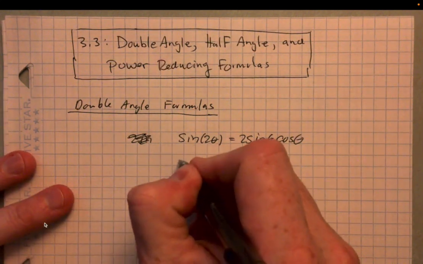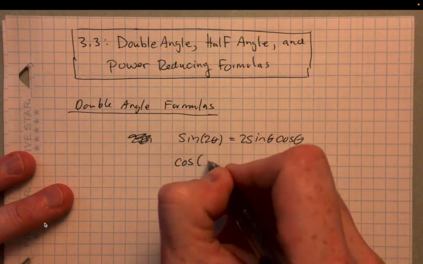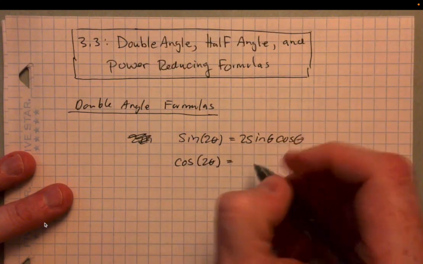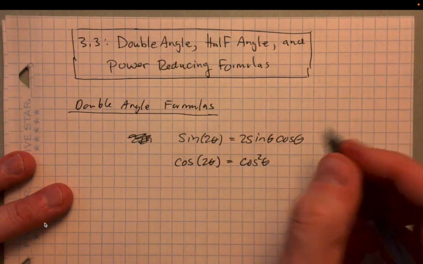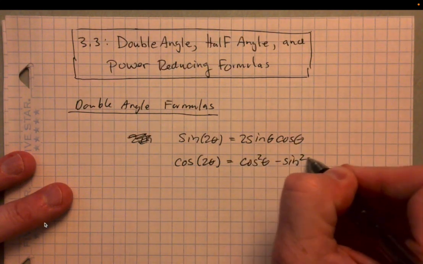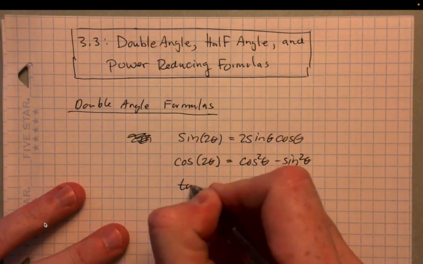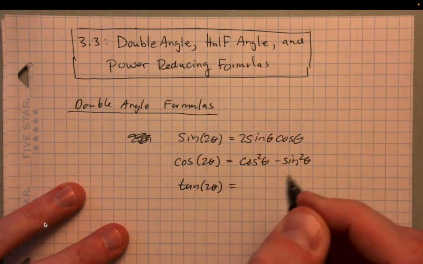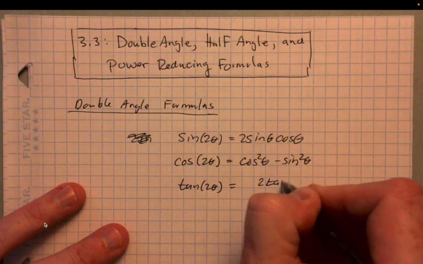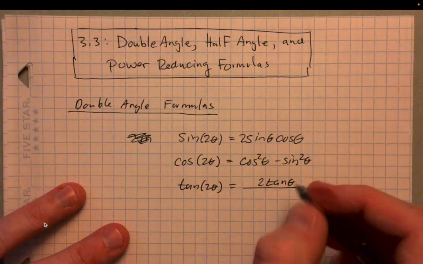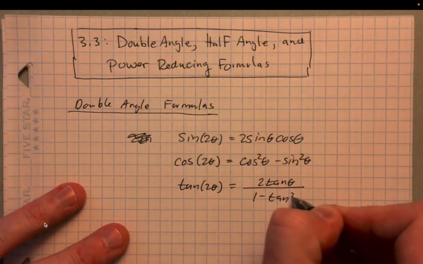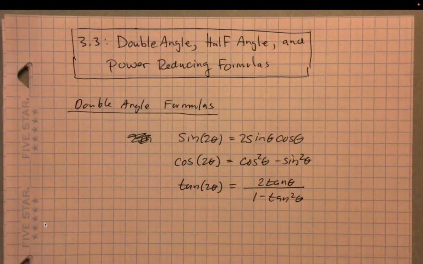The second double angle formula is for the cosine, and it says cosine of 2 theta is equal to cosine squared theta minus sine squared theta. These don't look anything alike, but it turns out they are all derived in a similar way. And finally, the tangent of 2 theta is equal to 2 times the tangent of theta divided by 1 minus tan squared theta. So three formulas, three very different forms.